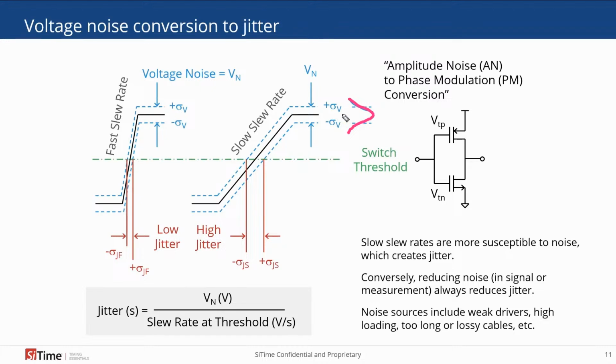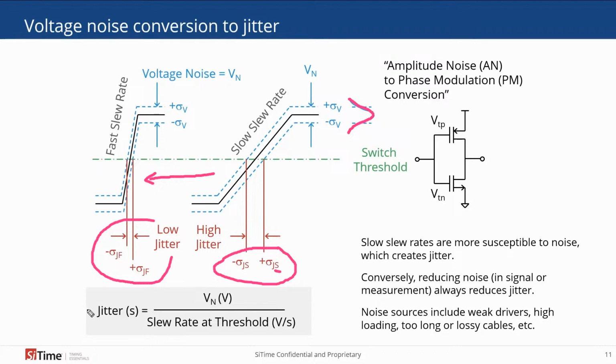But here we're showing 1 sigma statistics, and we can see that if we have a voltage noise defined by plus or minus 1 sigma, then we translate that down through the slew rate, we end up with a corresponding jitter standard deviation of plus or minus j sub s, where the s is for slow slew rate. And we can see geometrically that as we make that edge sharper, we end up with much lower jitter. So the plus or minus sigma j sub f, which is the fast slew rate jitter, is much lower than the slow slew rate jitter.